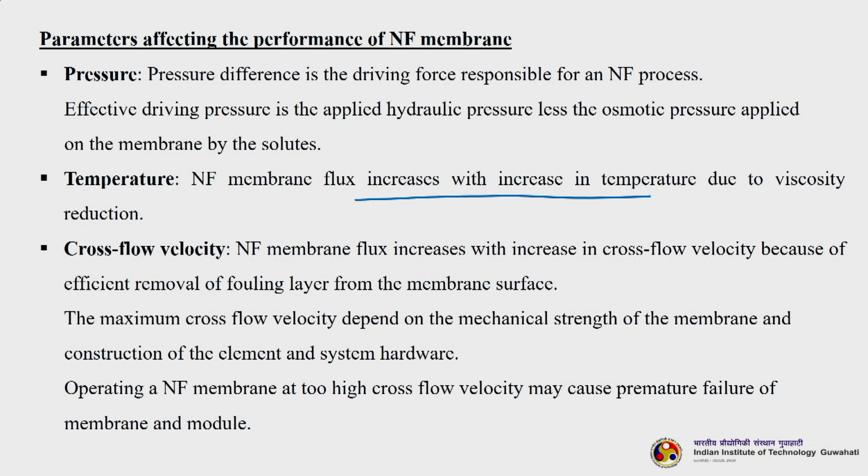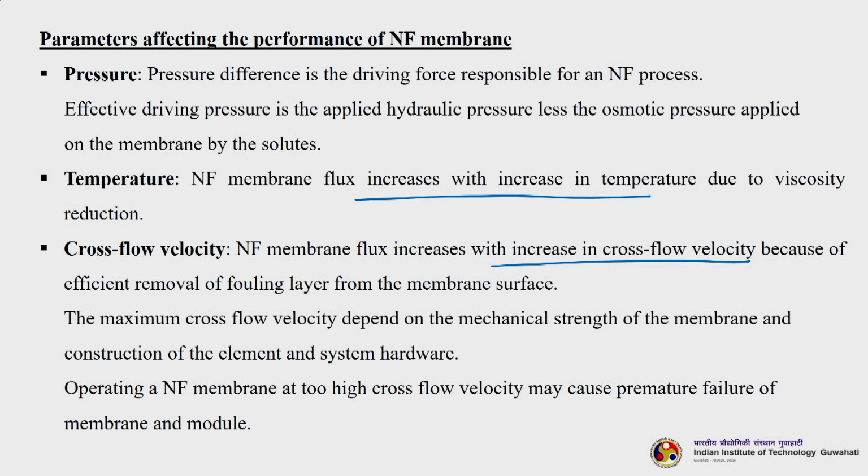Then cross flow velocity. Nanofiltration membrane flux also increases with an increase in cross flow velocity. Why? Because with a higher cross flow velocity, the feed itself will wash away the concentration polarization layer, or the deposition happening on the surface of the membrane will be washed away due to a higher flow rate, thereby reducing the concentration polarization as well as fouling.